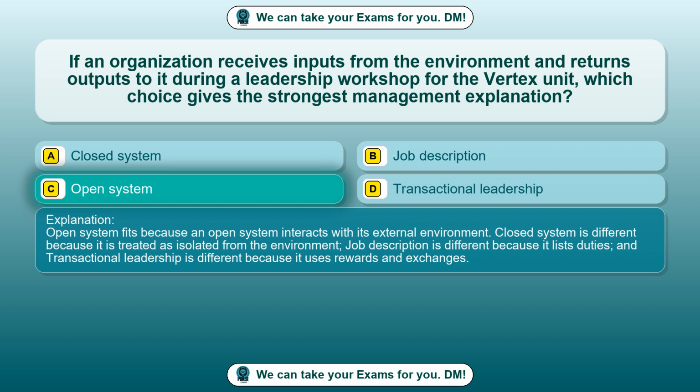Open system fits because an open system interacts with its external environment. Closed system is different because it is treated as isolated from the environment. Job description is different because it lists duties, and transactional leadership is different because it uses rewards and exchanges.